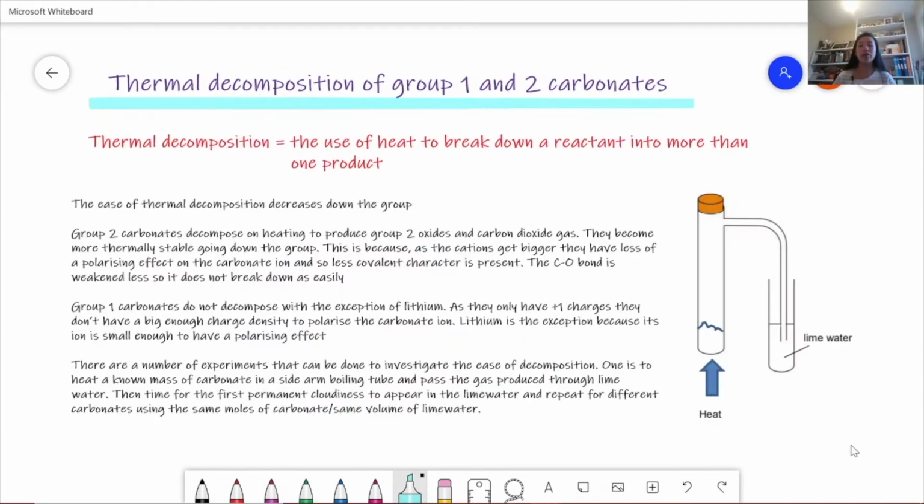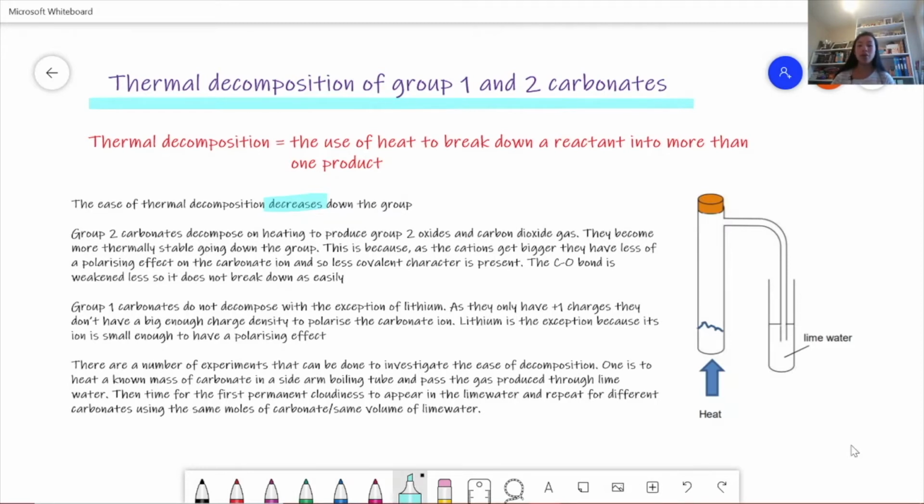Now we're going to talk about the thermal decomposition of group 1 and 2 carbonates. The definition of thermal decomposition is the use of heat to break down a reactant into more than one product. For the thermal decomposition of group 1 and 2 carbonates, the ease of thermal decomposition decreases down the group. Group 2 carbonates decompose on heating to produce group 2 oxides and carbon dioxide gas.